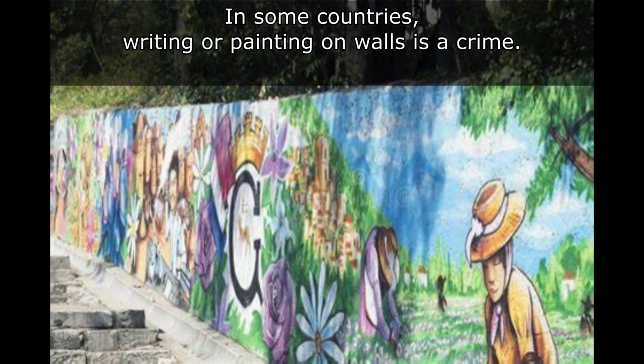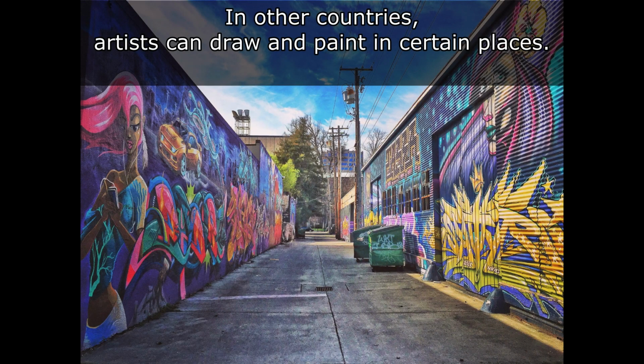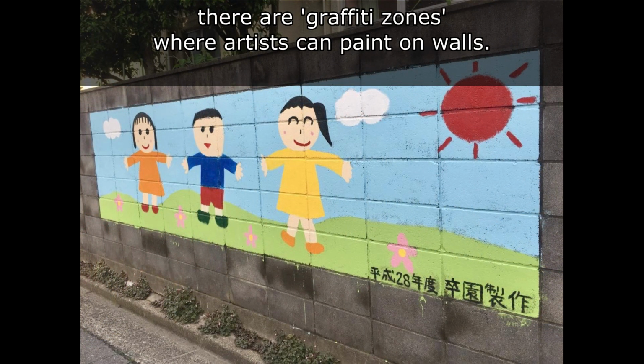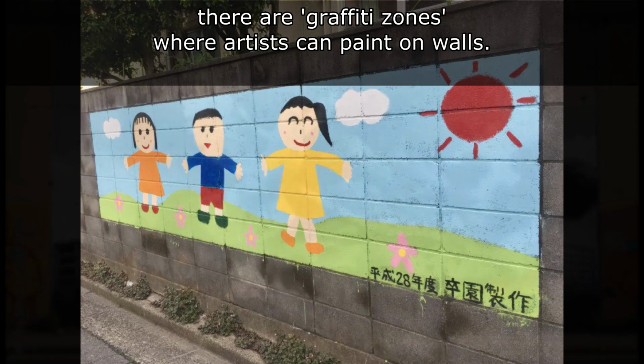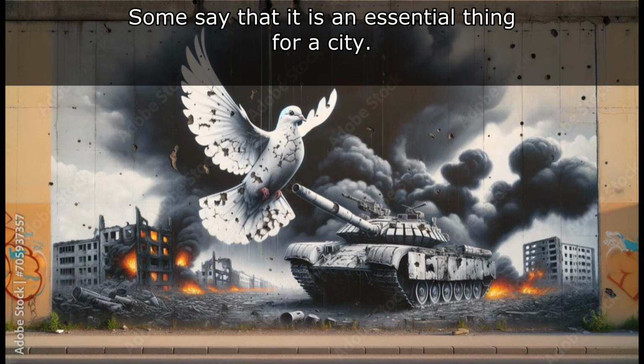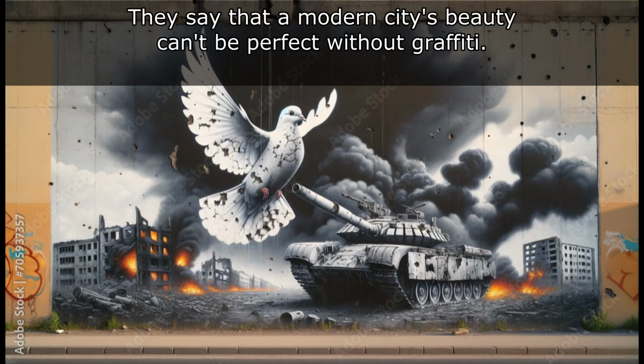The debate over whether graffiti is art or harm is still going on. In some countries, writing or painting on walls is a crime. In other countries, artists can draw and paint in certain places. For example, in Taiwan, there are graffiti zones where artists can paint on walls. Some say that it is an essential thing for a city. They say that a modern city's beauty can't be perfect without graffiti.